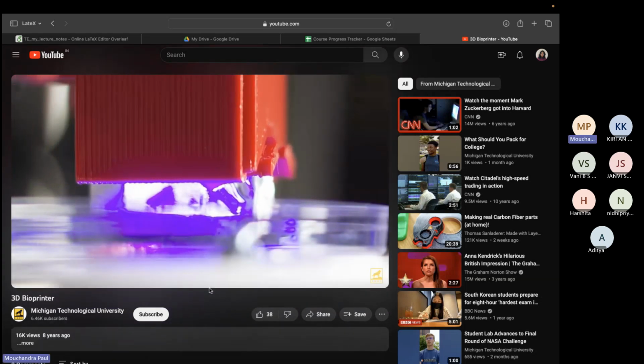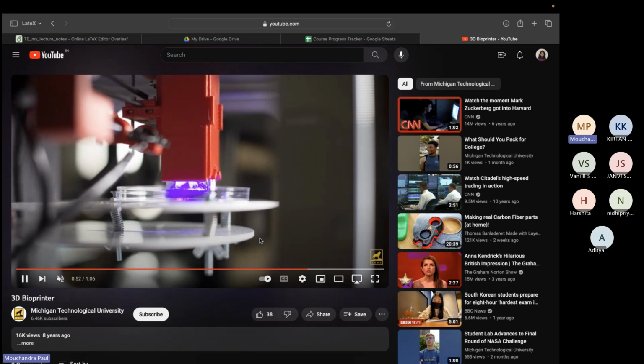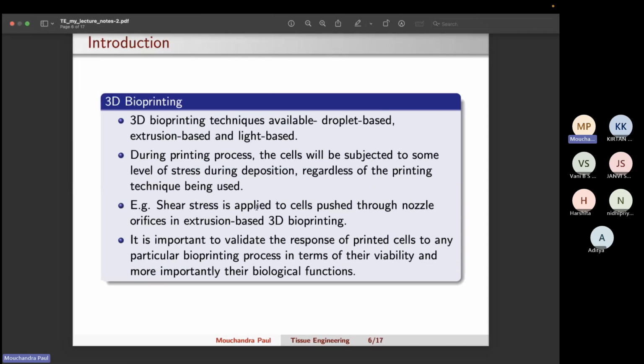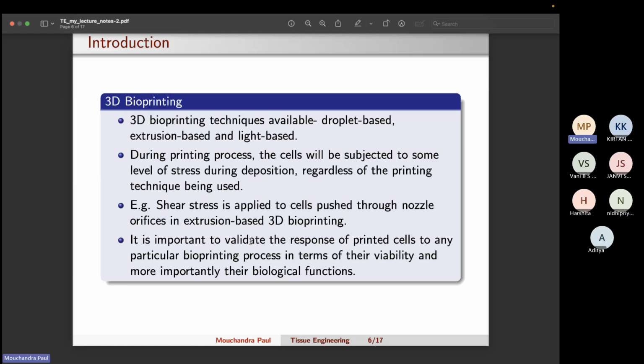Okay, so you can find many interesting videos like this, which show the printing process. So I hope you guys have understood what is 3D bioprinting, and what are induced pluripotent stem cells.